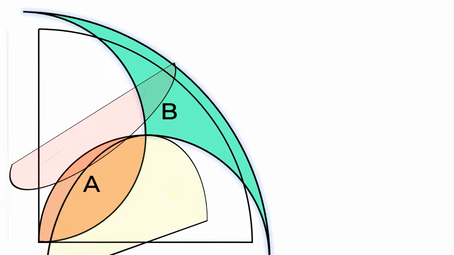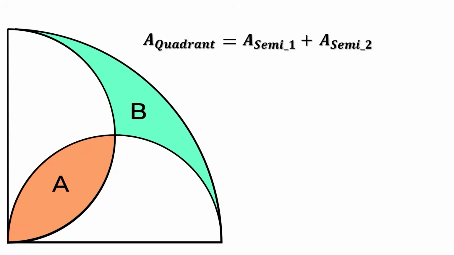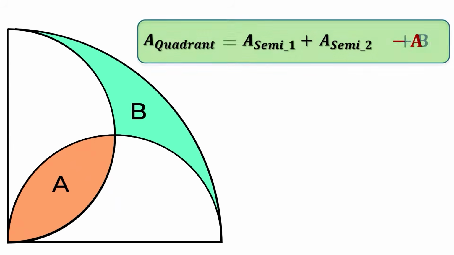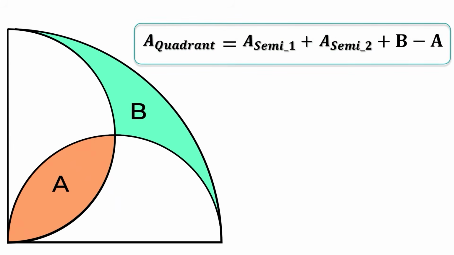So we can write this as a story. The area of the quadrant equals the area of the first semicircle plus the area of the second semicircle, but then we must fix the double counting and the gap. We subtract the double counted area A and we add the missing area B. So our final equation is: quadrant equals first semicircle plus second semicircle plus B minus A.